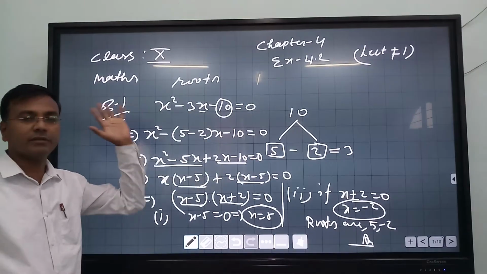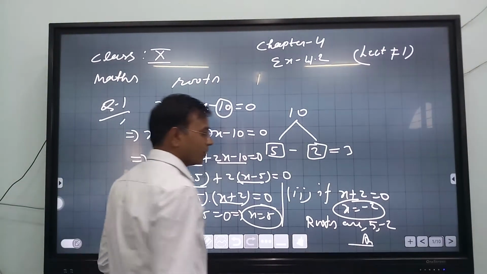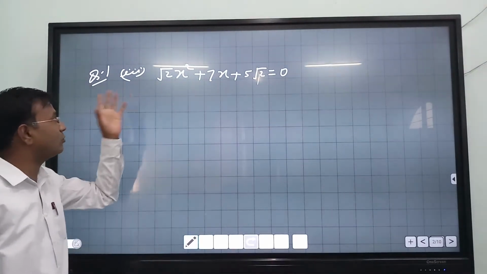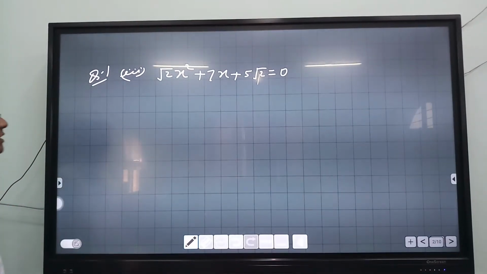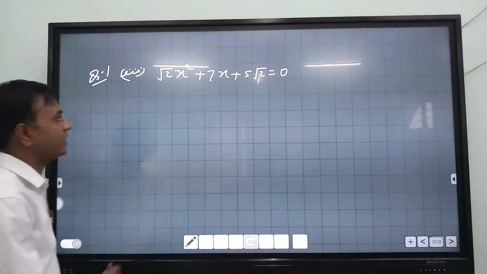Middle term splitting you are well known with, so try to solve the 2-3 parts that are there in this question. I am using one more, related to square root, the third part, and this part you will try. To factorize this, use middle term splitting.